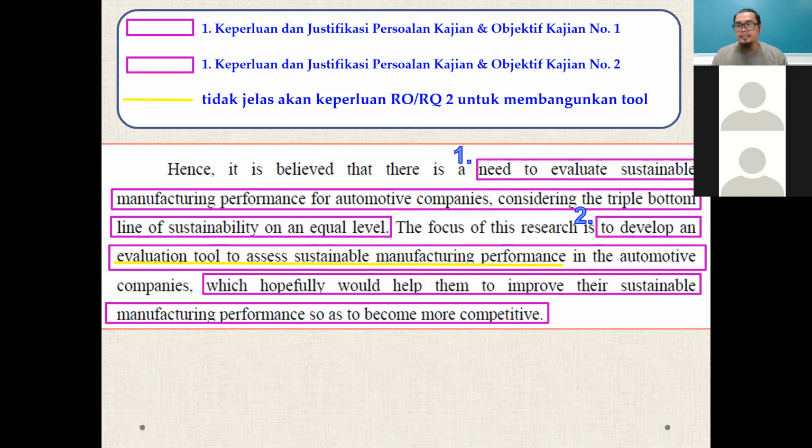The focus of this research is to develop and evaluate tools to assess sustainable manufacturing performance in an automotive company, which hopefully will help them improve their sustainable manufacturing performance so as to become more competitive. In this last paragraph of the problem statement, they have made a conclusion. They highlight that automotive is critical, and mostly manufacturing needs to apply sustainability in the triple bottom line. So what's next? That's why they want to develop sustainable performance measures and a sustainable development tool for the automotive company to become more competitive.